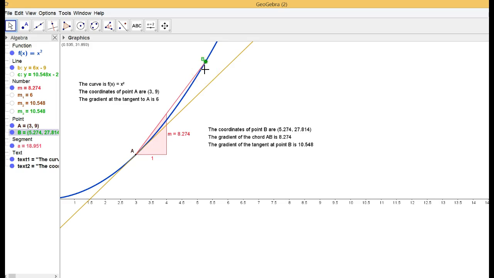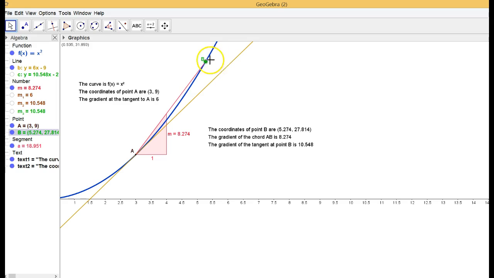I know we've been looking at getting in closer to A and working out the gradient of the line between A and a point really close to A, and saying that's a pretty good approximation for the tangent at A. So you can see here I've got the point A, and this goldy line here is the tangent at A. The coordinates of point A are (3, 9), which makes sense, 9 being the square of 3, and the gradient of the tangent at A is 6. That's been measured by this piece of software.